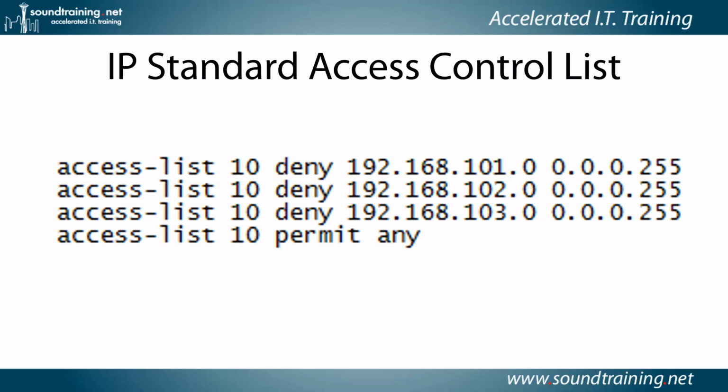Now, here's the syntax of an IP standard access control list. Here you can see we have 3 deny statements, access-list 10 deny, and then we have 3 different networks. And I followed that with access-list 10 permit any, because if I didn't do that, the fact that I have 3 deny statements in there, actually all I'd need is 1, because that would then deny all traffic without a permit any at the end.